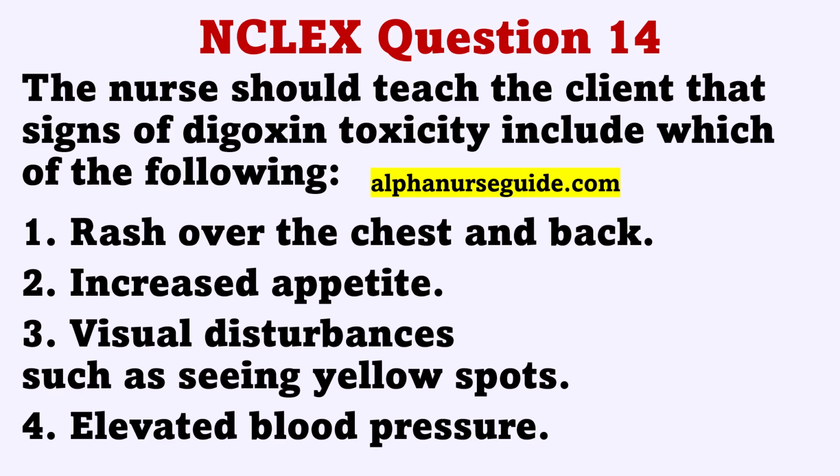The correct answer is 3. Color vision changes and seeing yellow spots are symptoms of digoxin toxicity. Abdominal pain, anorexia, nausea, and vomiting are other common symptoms of digoxin toxicity. Additional signs of toxicity include arrhythmias, such as atrial fibrillation or bradycardia. Rash, increased appetite, and elevated blood pressure are not associated with digoxin toxicity.